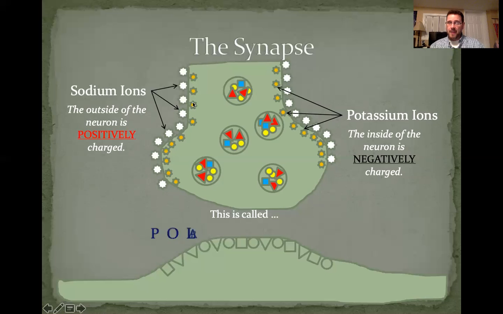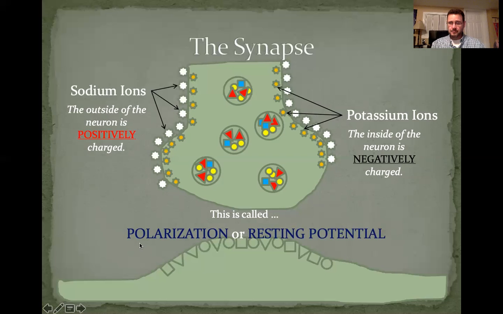We need to know that because this means that the neuron is polarized. That's a synonym for the neuron being at resting potential. The neuron is at rest when it's polarized. We've learned this term before, polarized. That means there's two opposites, right?